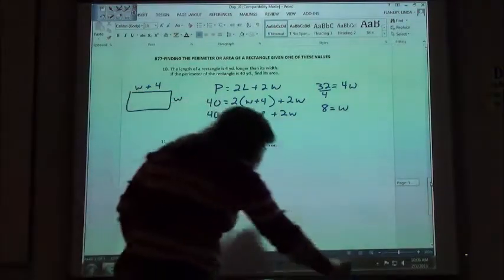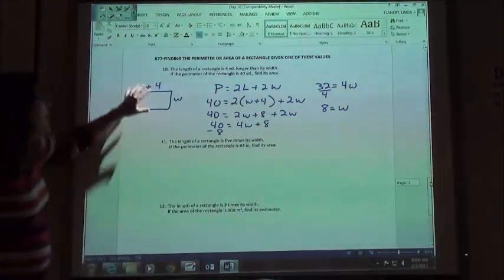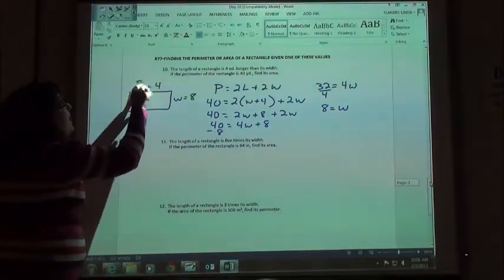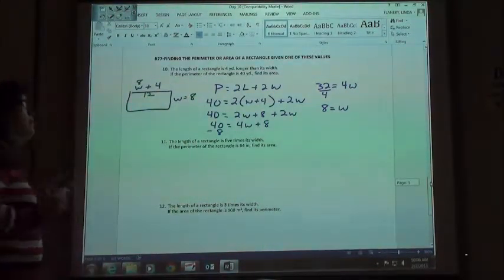So then what I'm going to do after I find my width is I'm going to go back to my rectangle and say, okay, my width is 8. My length was 8 plus 4, so it's going to be 12.